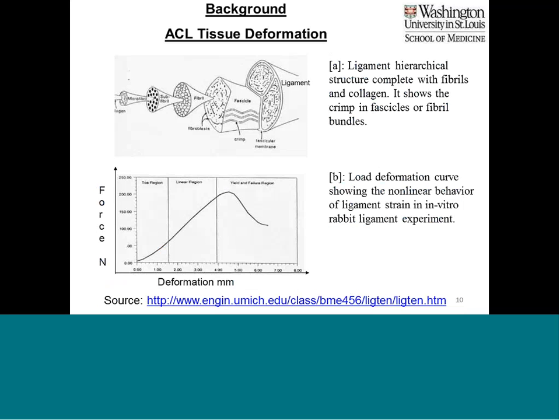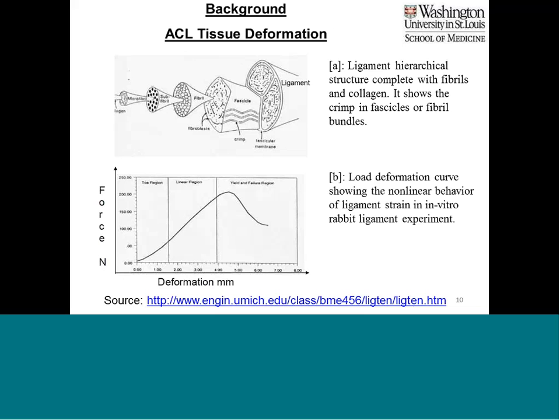So a little bit of background on ACL tissue deformation. ACL tissues are, of course, passive tissues, and the ligament has a hierarchical structure starting from the collagen part to the fibrils. Then we have the fascinating crimping behavior of the fascicles, which make up the ligament, which are the basic structures of the ligament.